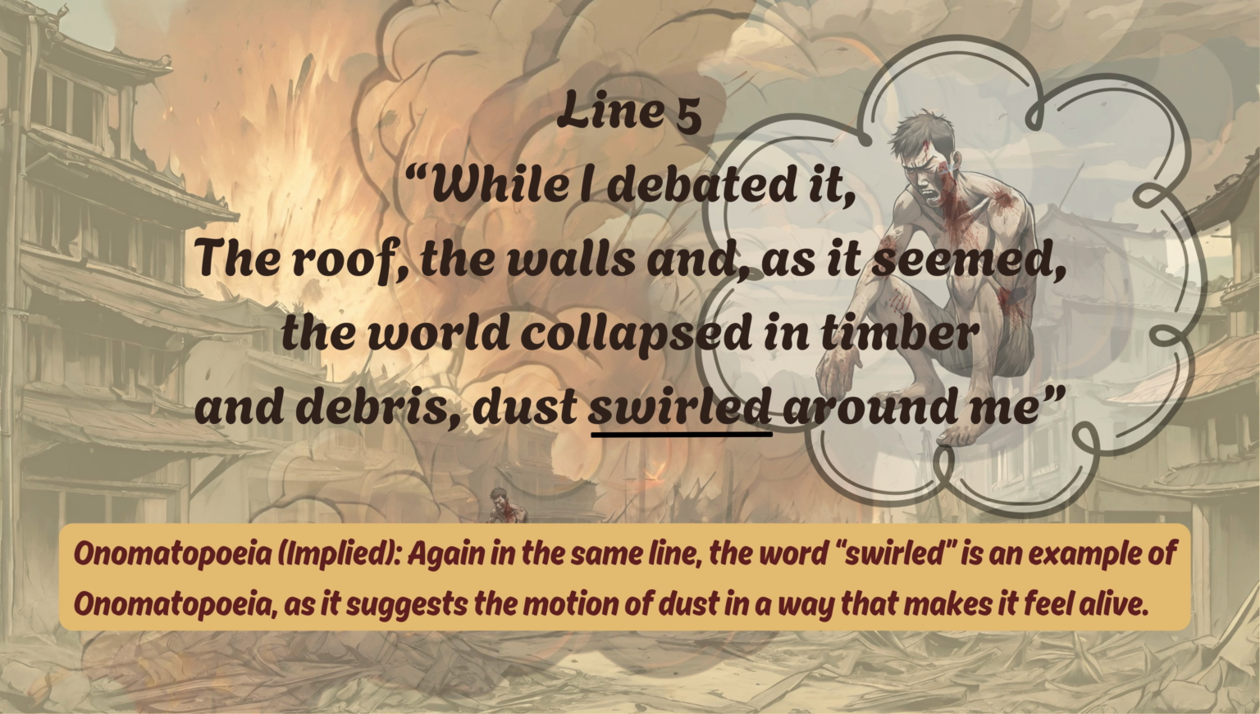Next, again in the same line, the word "swirled" is an example of onomatopoeia. Now, onomatopoeia refers to words that imitate sounds. For example, clap, clash, crash, etc. It suggests the motion of dust in a way that makes it feel alive. It is not just dust flying around, it's moving in a specific swirling way that makes the scene more vivid and dynamic. Though the word "swirled" does not exactly imitate a sound, it creates a sense of movement that contributes to the chaotic feeling of the moment.